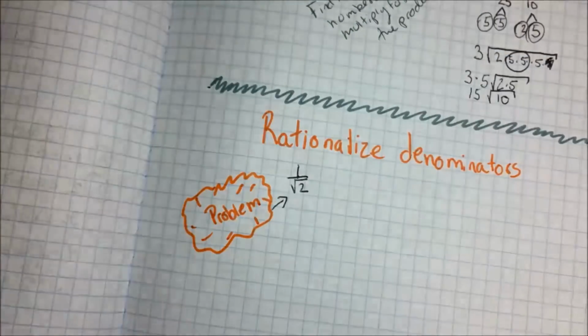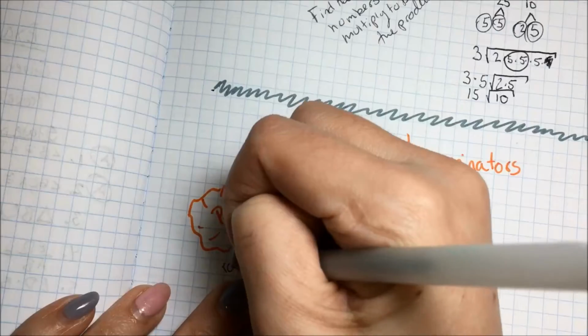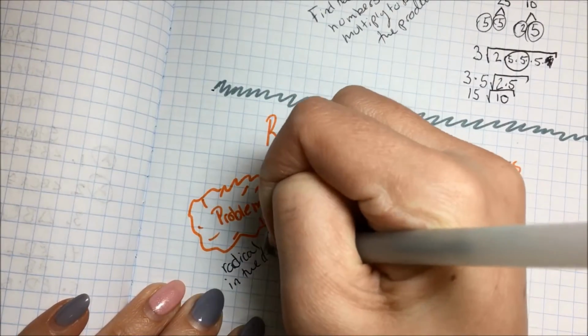The reason why that's bad is we have a radical in the denominator.